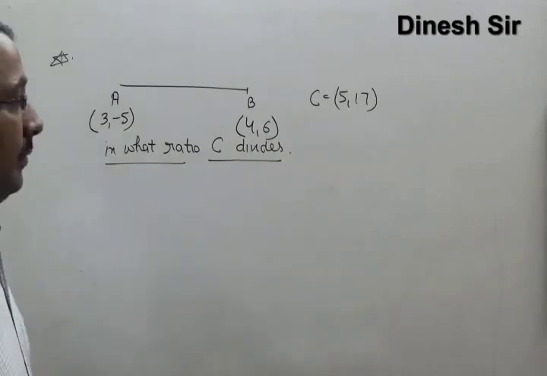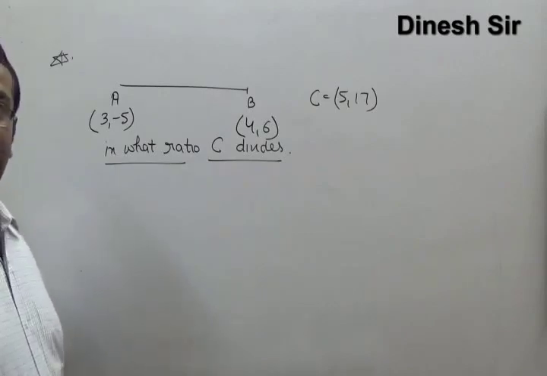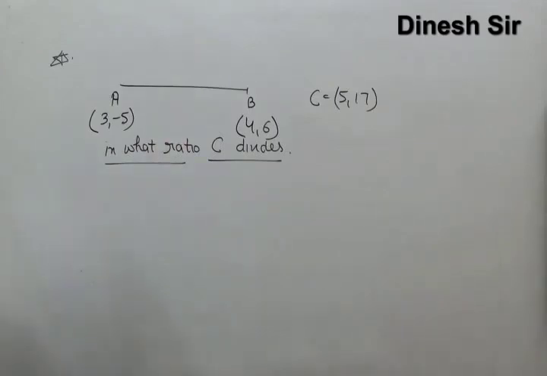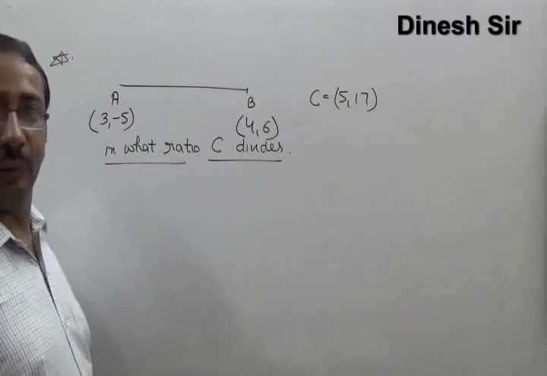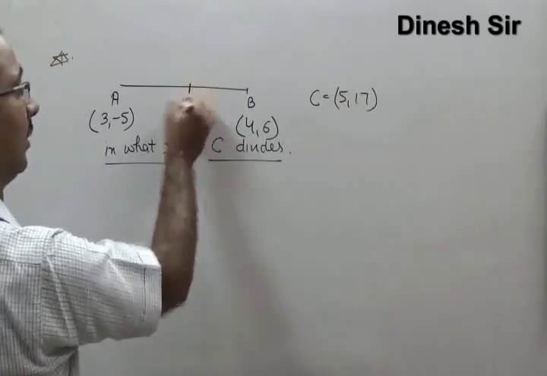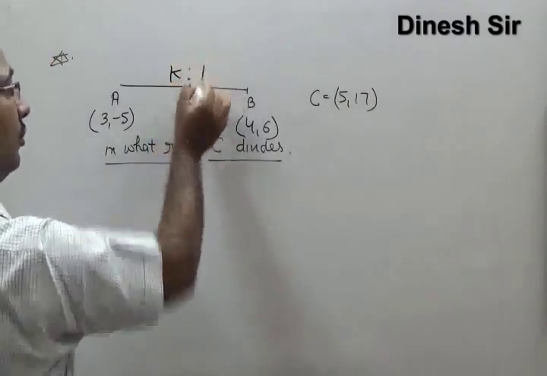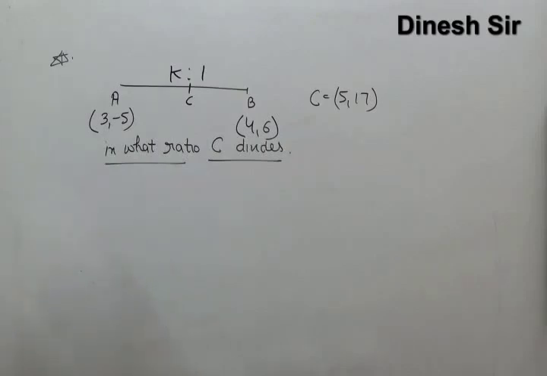After understanding the concept of external division, the next statement is: suppose 2 points are given, A and B. A is given as 3, minus 5. B is given as 4, 6. One more point is given, C, that is 5, 17. You have to find in what ratio C divides the join of AB. Now here we don't know whether C will lie outside or inside. Normally we assume the ratio as K:1, so let us assume that C divides AB in the ratio of K:1.